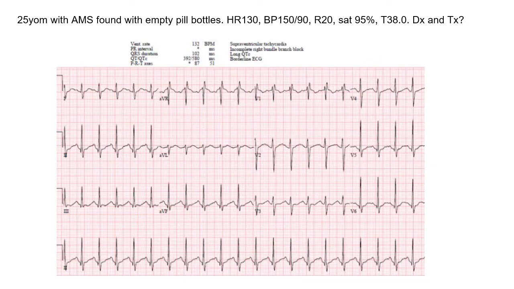Let's look at this one. A 25-year-old with altered mental status found with empty pill bottles. Heart rate of 130, blood pressure of 150/90, respiratory rate of 20, saturation 95%, temperature 38. We don't know what pills she took, but there's an EKG finding on this that's pretty pathognomonic for what the pills she took. You're nodding your head. What do you think she took? You don't know?